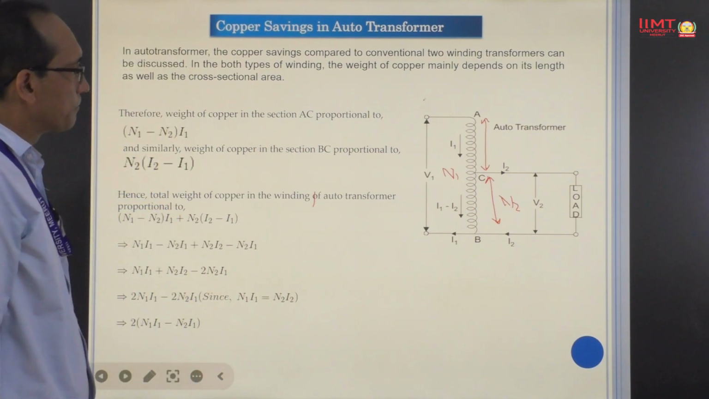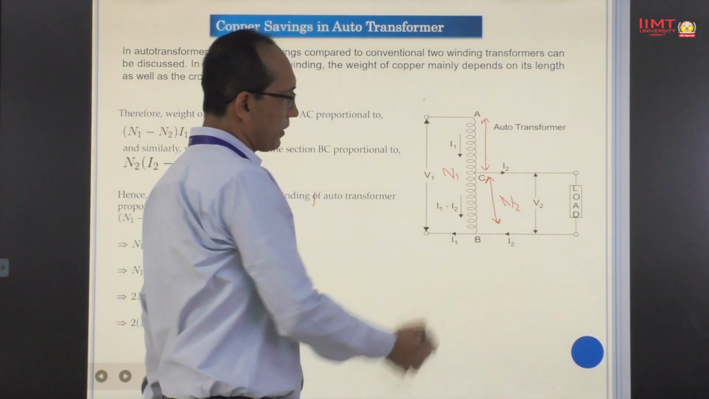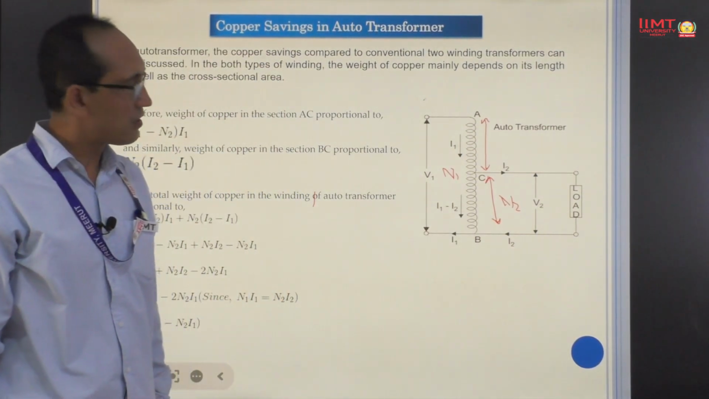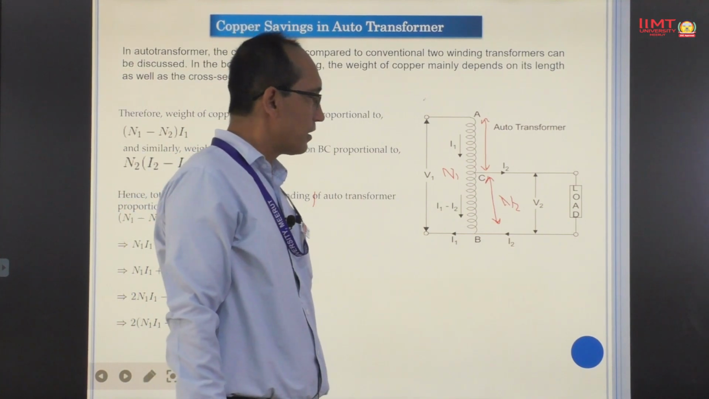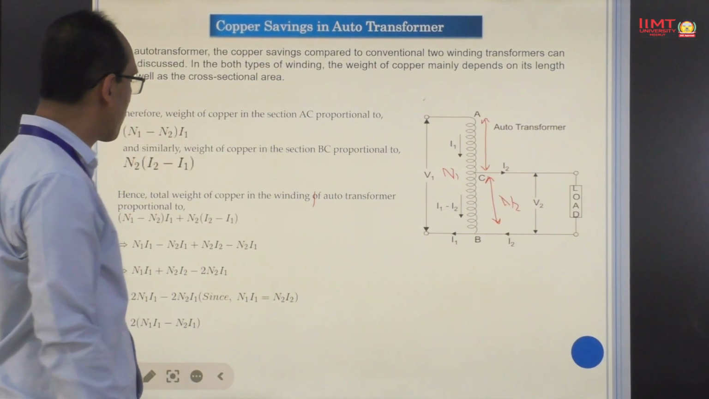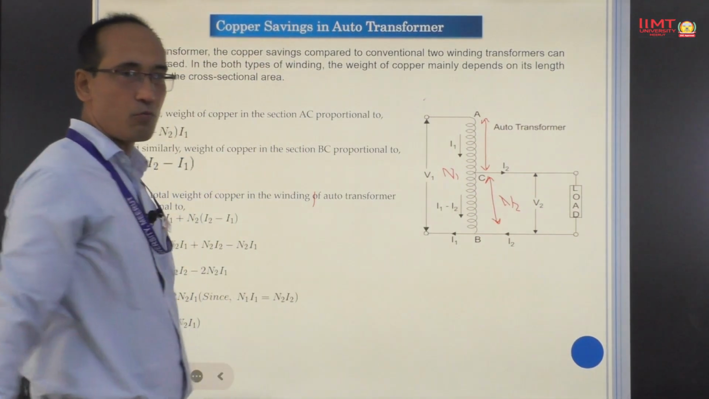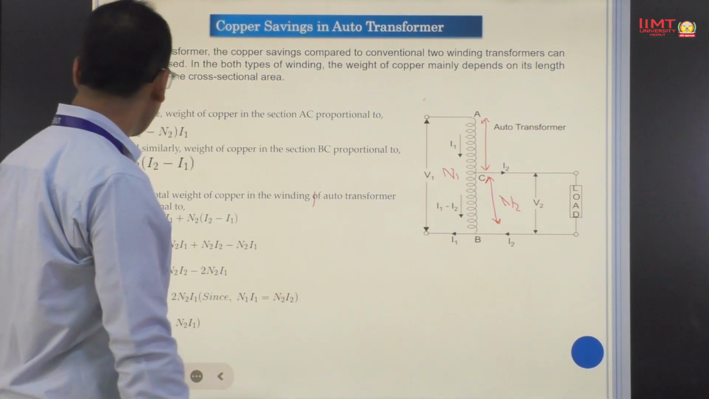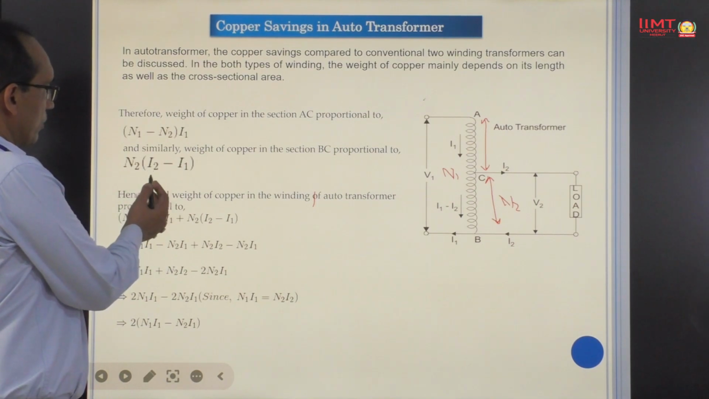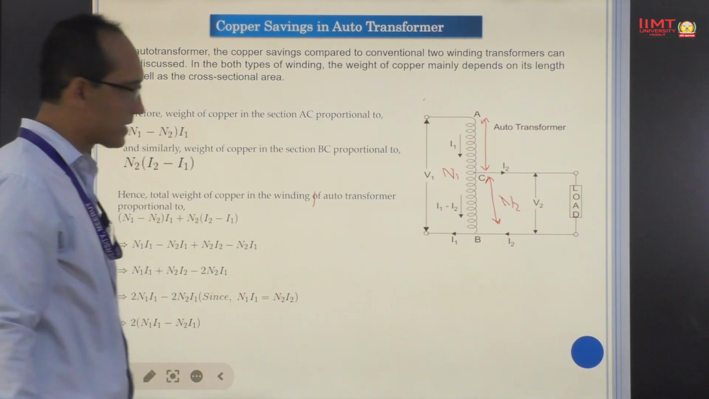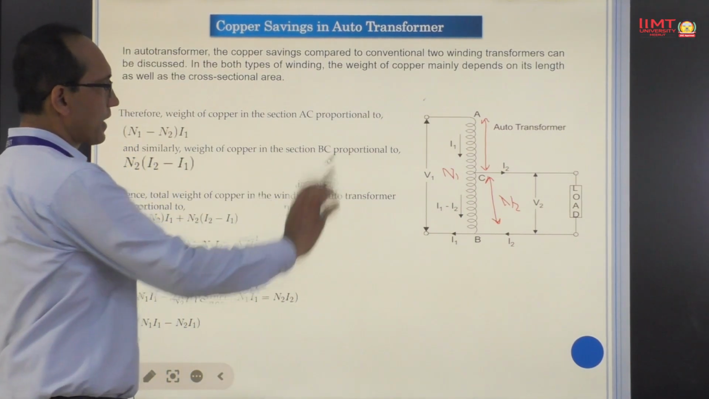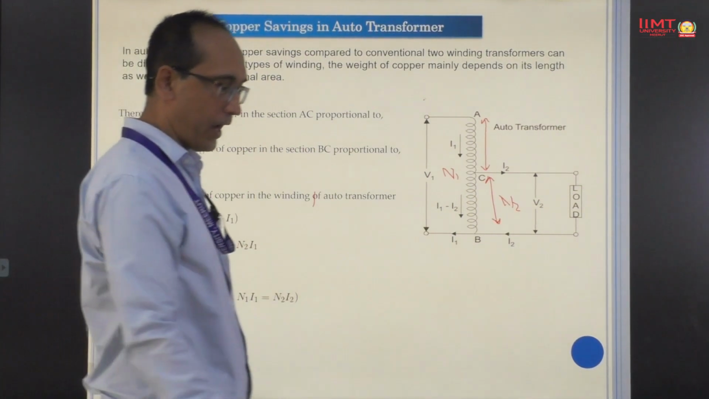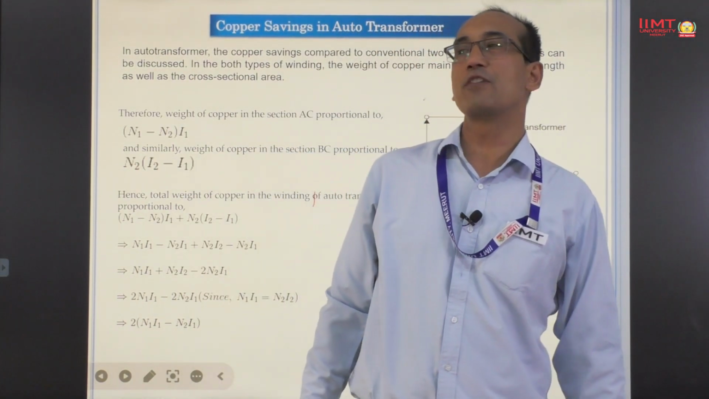And similarly for the BC part, the number of turns remains N2 here, and what is the current here in the BC part? The current is I2 minus I1 or I1 minus I2, depending upon the direction you are taking. So we can say N2 (I2 minus I1) is the weight of copper in section BC, which is proportional to N2 multiplied by the current (I2 minus I1).